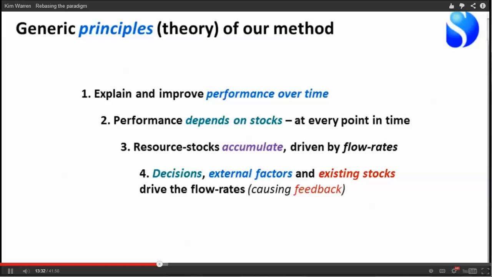The second category of factor, though, is that external factors may be involved. I hire people, or I try to hire people, but actually other people are trying to hire the same people as me. Those other people trying to hire those staff are an exogenous factor affecting my ability to build that stock of staff. But the third category of factor that drives the flow rate is the existing stocks themselves. And that is where feedback comes from. The fundamental component of our method is not the feedback loop, it is the accumulating stock.